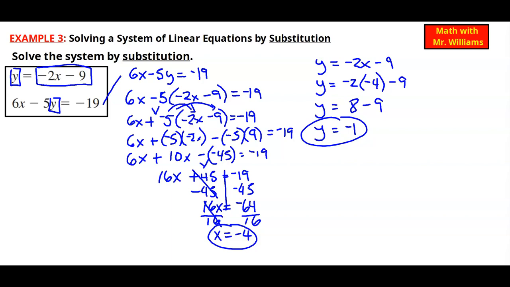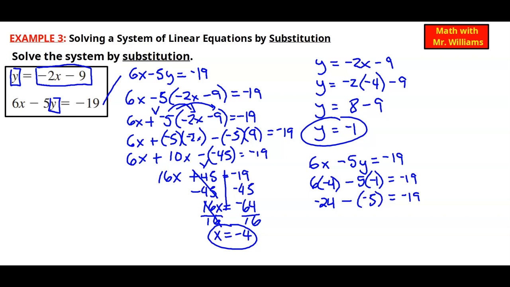So I'm going to bring down that second one again. So we have 6x minus 5y equals negative 19. Now I'm going to substitute that negative 4 and the negative 1 in. So we have 6 times negative 4 will get us a negative 24. Minus 5 times negative 1 is a negative 5. I don't like the minus negative, so I'm going to go ahead and add my opposite. So we have negative 24 plus a positive 5 will get us a negative 19 equals a negative 19, and it does check. So my solution for this problem will be negative 4, comma, negative 1.